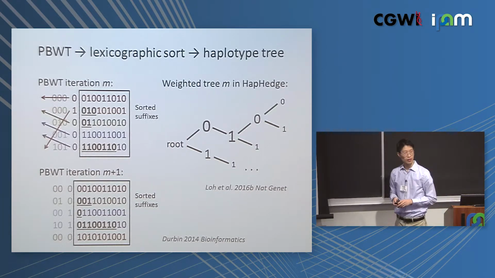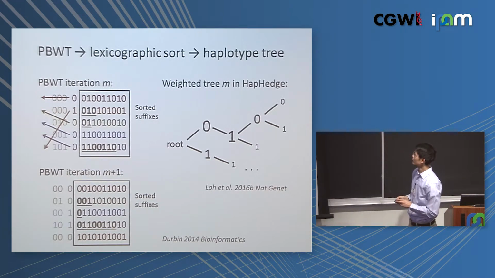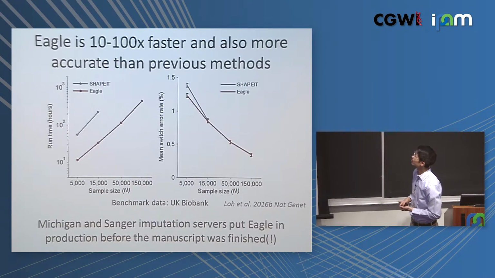All right. So that's all I'll say about the Eagle methodology. I have a couple slides to convince you that it works on real data. On the left side of this slide, these are plots of runtime of Eagle compared to the previous state-of-the-art, ShapeIt, and it's typically about 20 times faster than ShapeIt. And then on the right side is an accuracy plot where the y-axis is mean switch error rate. Lower is better, and Eagle actually does slightly better than ShapeIt in terms of accuracy.